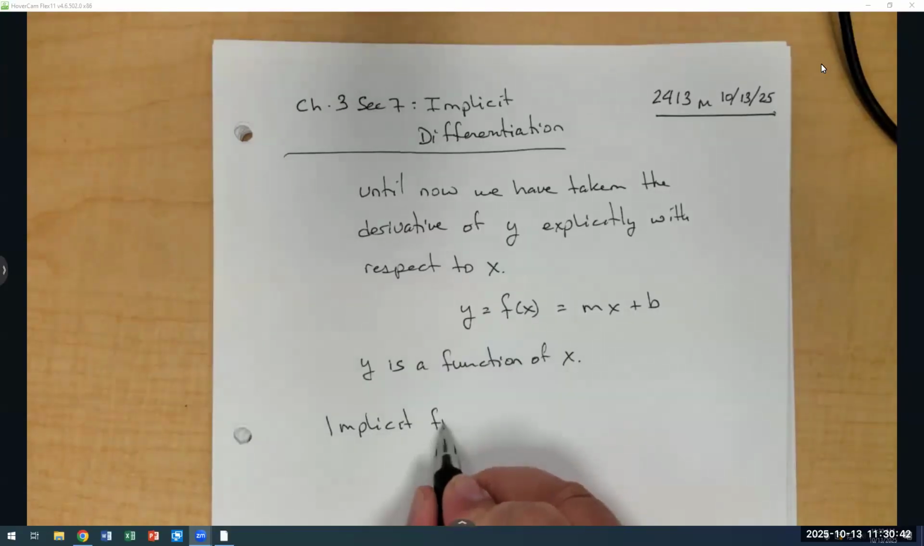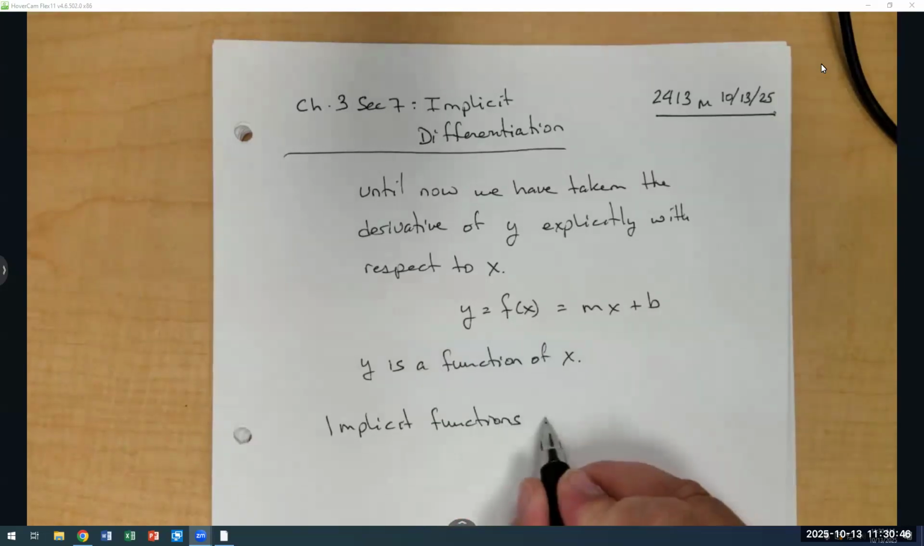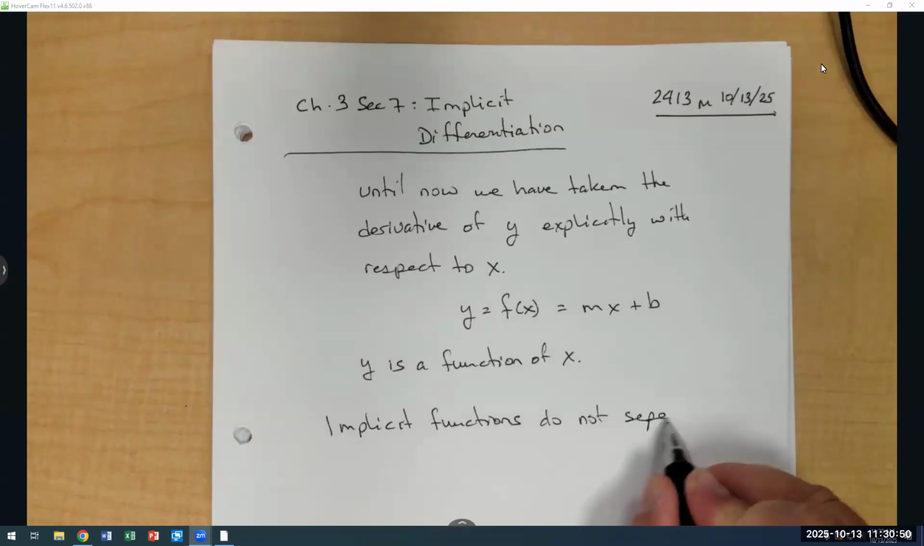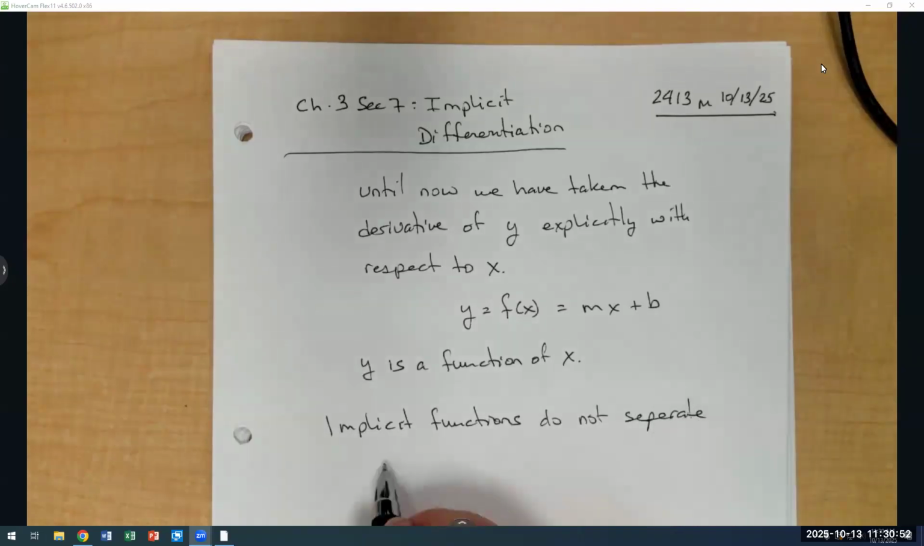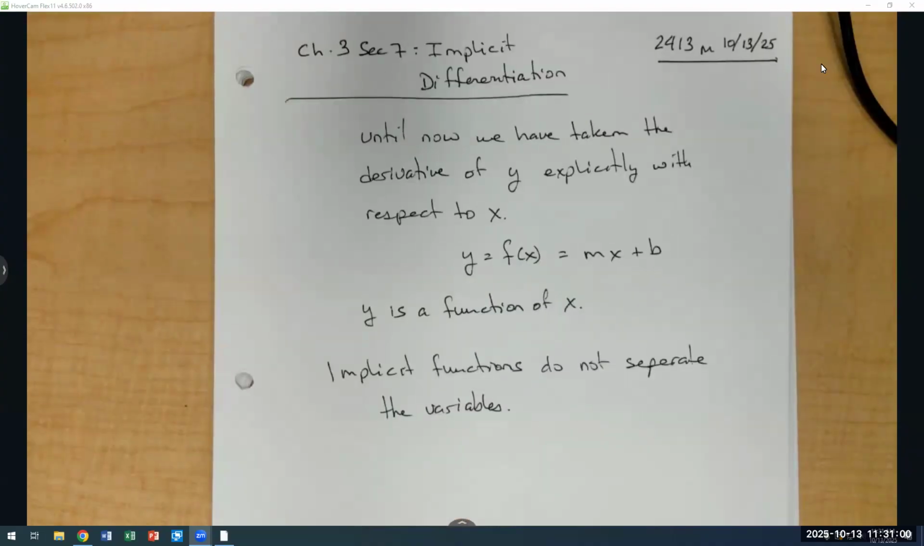Implicit functions do not separate the variables. We'll get the same answers. It's just that now we don't have to worry about separating the equations.